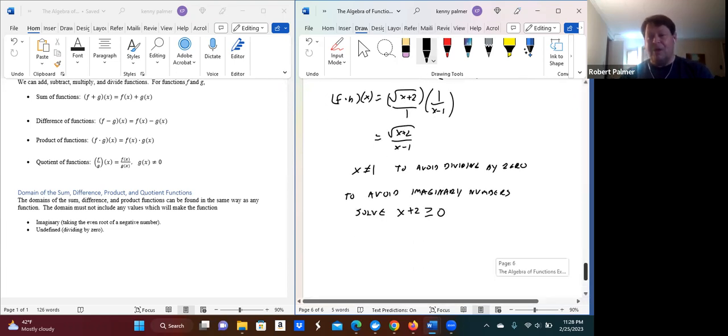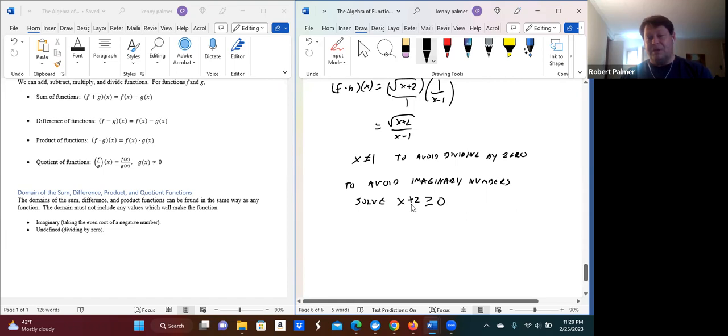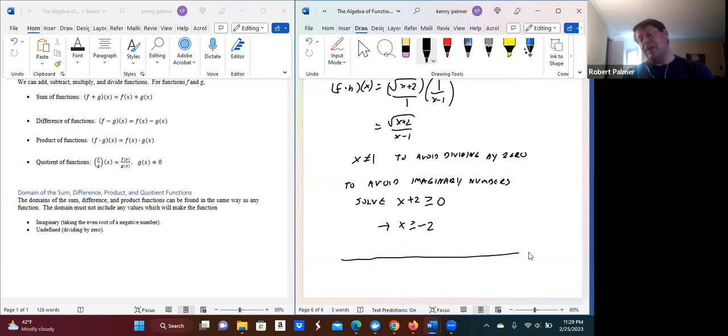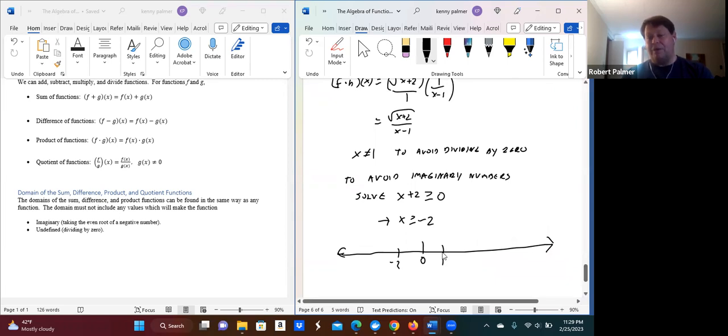All right, so to avoid imaginary numbers, all we have to do is subtract 2 from both sides. This gives us that X is greater than or equal to negative 2. So we have two things we have to avoid. X has to be greater than or equal to negative 2, and X can't be positive 1. To do that, let's draw a number line to help us find our domain. Here's 0, here's negative 2, here's 1. We can't include 1, so put an open circle there.